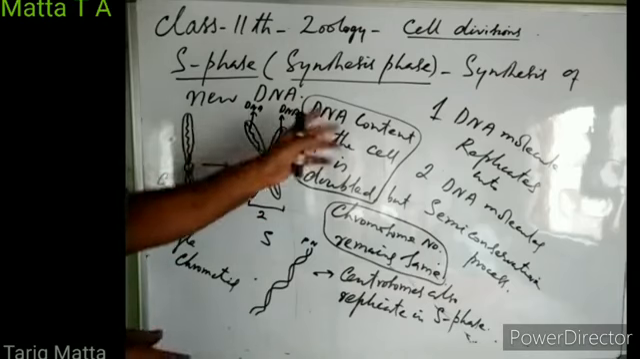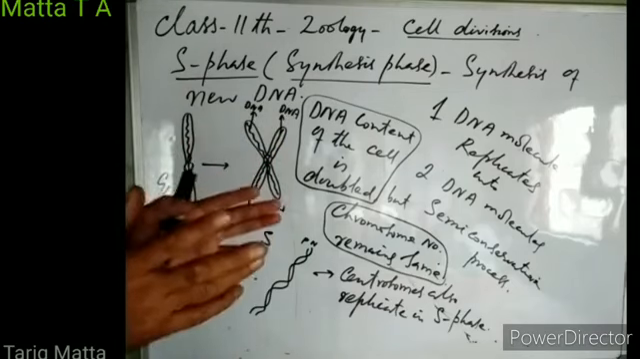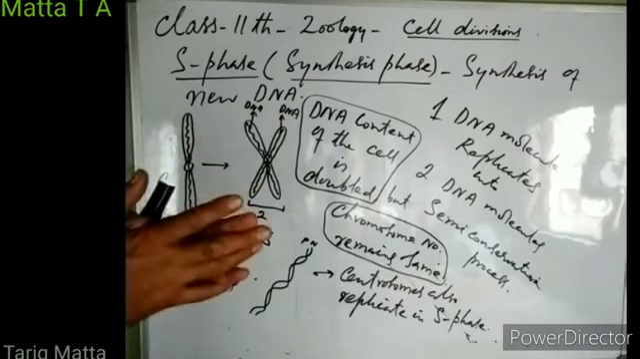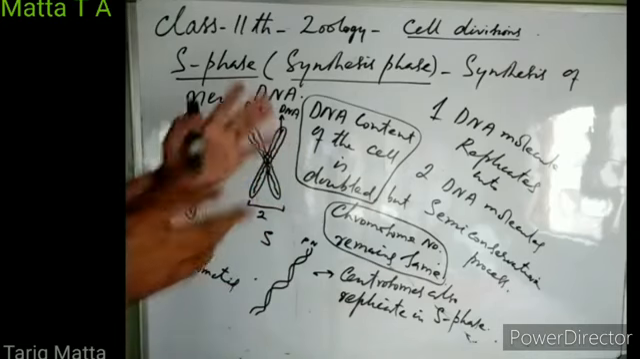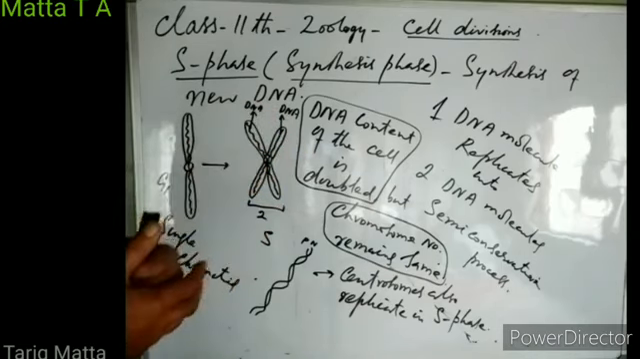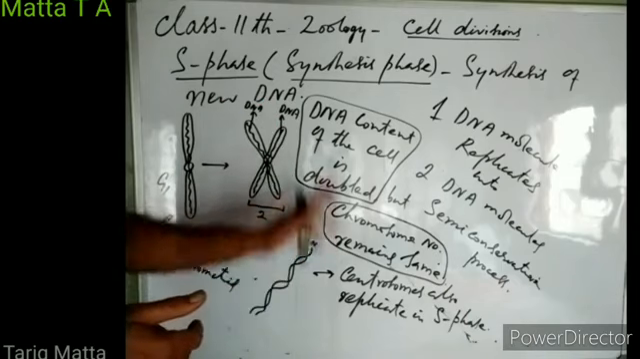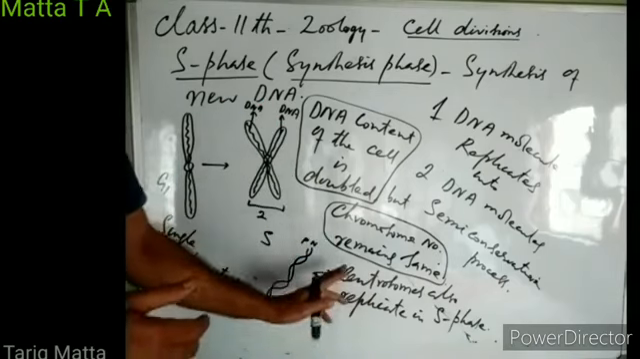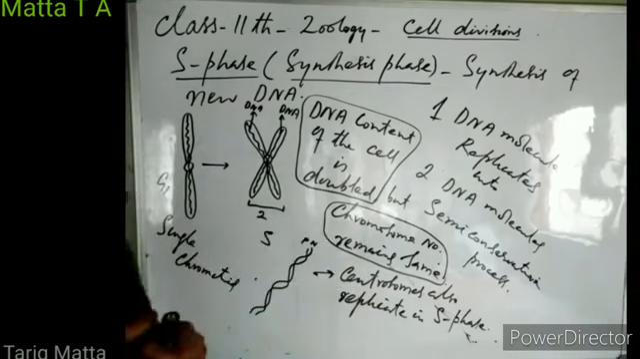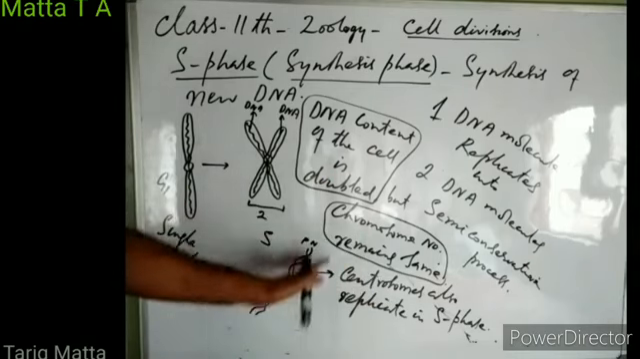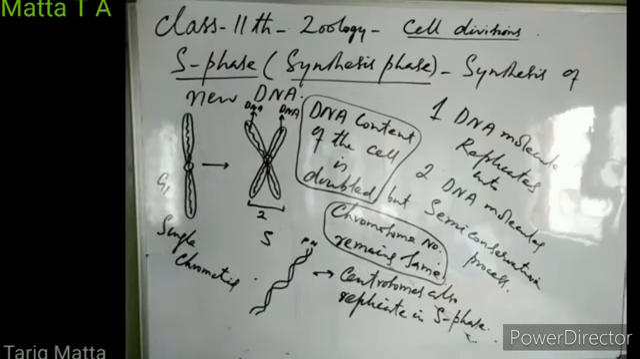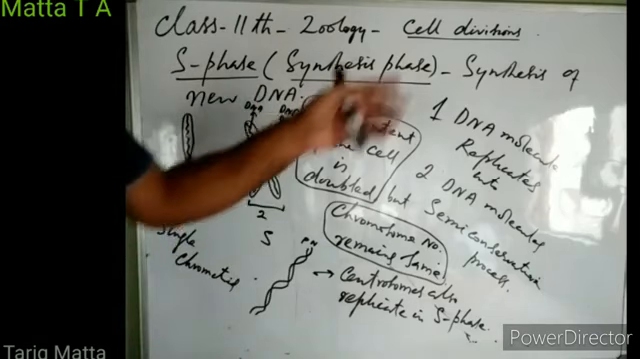So the chromosome number of the cell remains the same, but the genetic content, the DNA content of the cell, gets doubled. In addition to this replication of DNA in S phase, there is replication of centrosomes as well. So centrosomes of the cell also replicate in the S phase. Then from S phase, the cell goes into G2 phase.